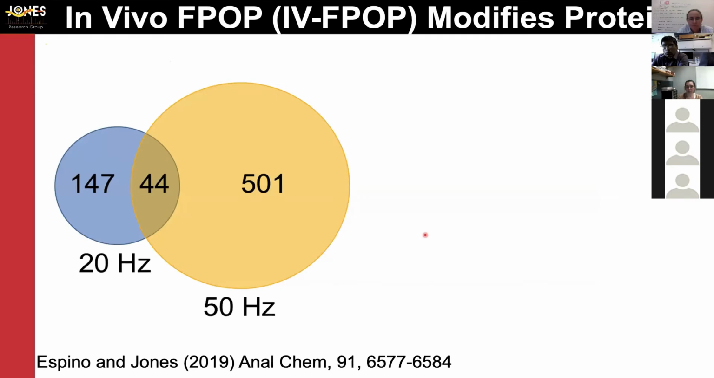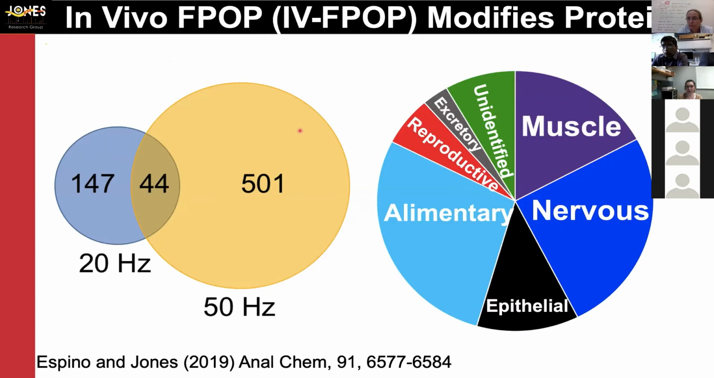We had to optimize our laser pulse conditions, and we found that a 50 hertz pulse worked the best, and we can get a little over 500 proteins modified in what we now are calling in vivo FPOP, or IV-FPOP for short. This was great to see. We can actually do FPOP in an animal model for human disease and really study disease pathogenesis with this method. The thing about these proteins is they actually come from all the body systems within the worm.